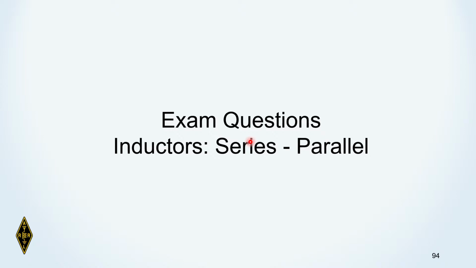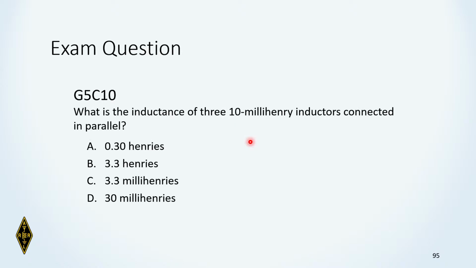So inductors, series and parallel. This should be easy because they work the same as resistors. What is the inductance of three 10 millihenry inductors connected in parallel? Charlie. Well, Charlie, because in parallel, the value is going to decrease. So if there's three of them, it would have to be 3.3. The trap here is they list henries and millihenries. You've got to pick the millihenry one.